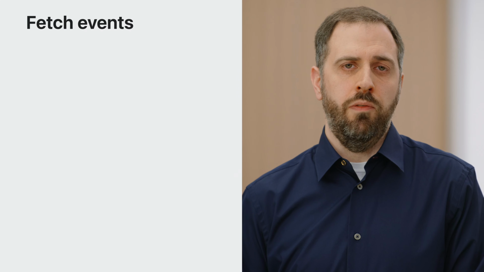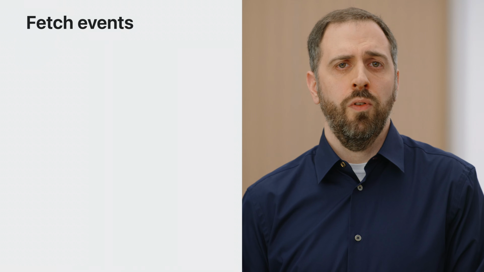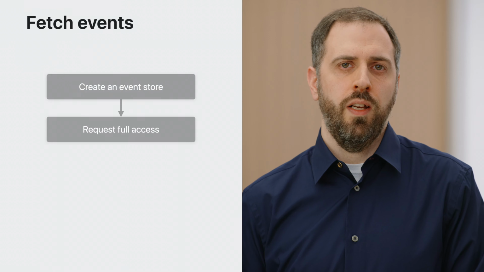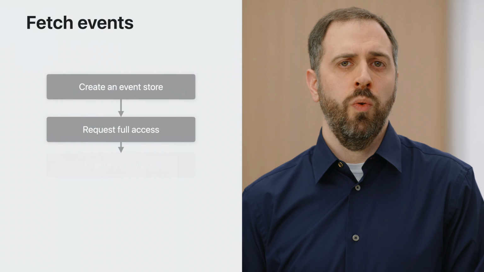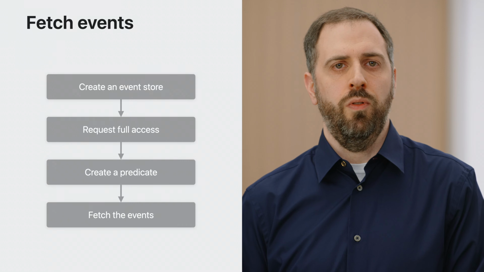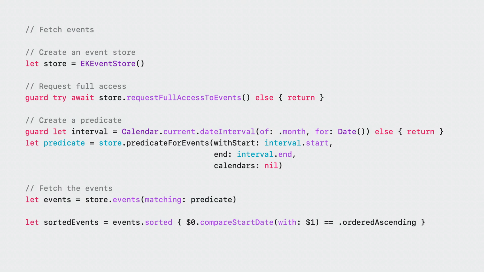If your app does need full access for a core feature, then it will probably need to fetch events. To do this, first create an event store. Next, request full access. Then, create a predicate. And finally, fetch the events from the event store. Let's check out the code for that. As with our other examples, start by creating an event store. Apps should only have one event store, so be sure to reuse this.